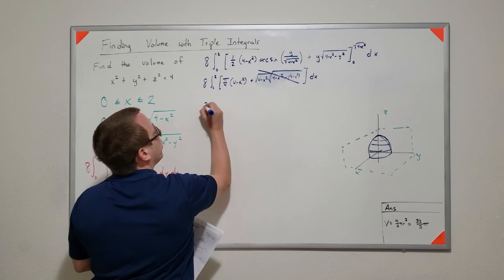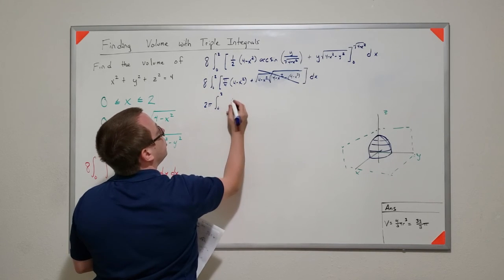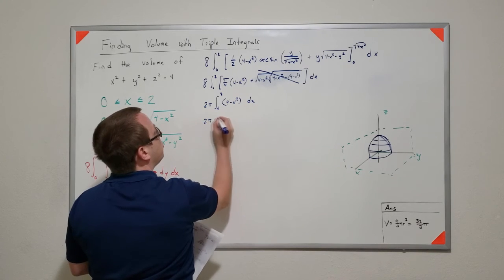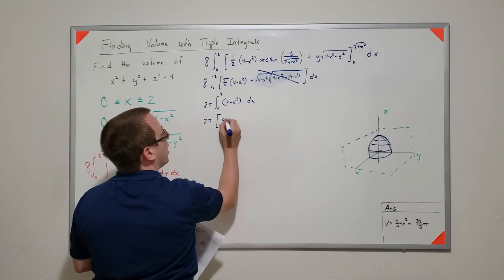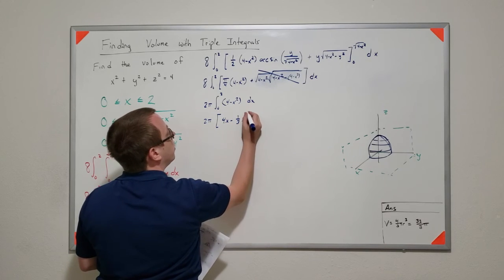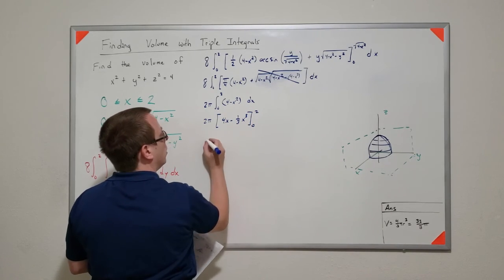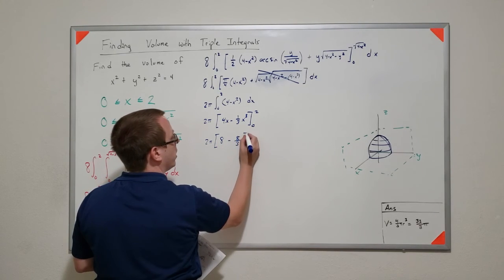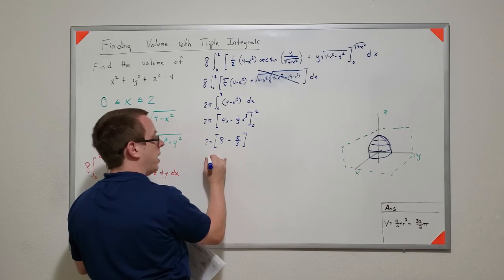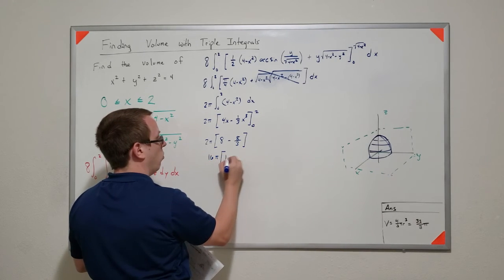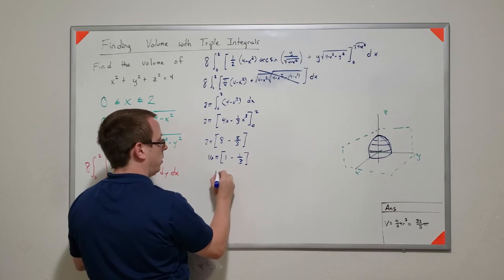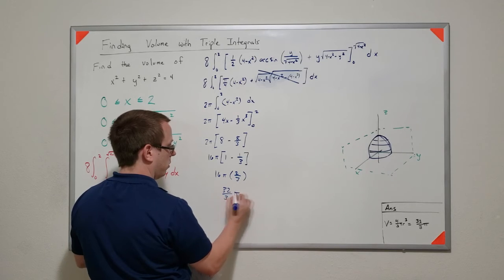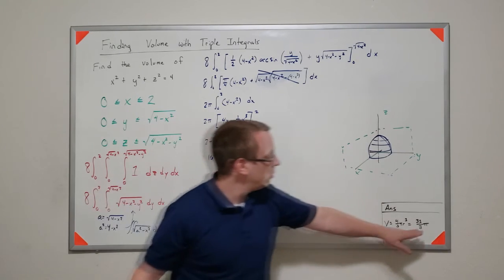So if we pull that out, you end up with 2 pi, 0 to 2, 4 minus x squared dx, which is 2 pi times 4x minus 1/3 x cubed from 0 to 2, which is 2 pi times 8 minus 8 over 3. So let's pull an 8 out. We end up with 16 pi times 1 minus 1/3. 16 pi times 2/3 is 32/3 pi, which gets us the same as this.